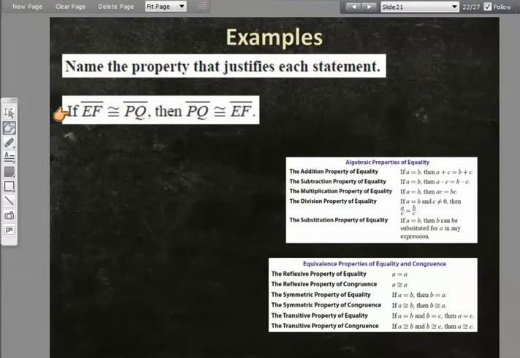Alright, this next one says if segment EF is congruent to segment PQ, then PQ is congruent to EF. Now this is one that you might get confused. You're thinking, is this reflexive or is this symmetric? Remember, if it's reflexive, it's going to look exactly the same on the other side. Exactly the same. But if it's symmetric, EF and PQ will flip. See how PQ comes first and then EF? So that's going to make it, not equality, the symmetric property of congruence.